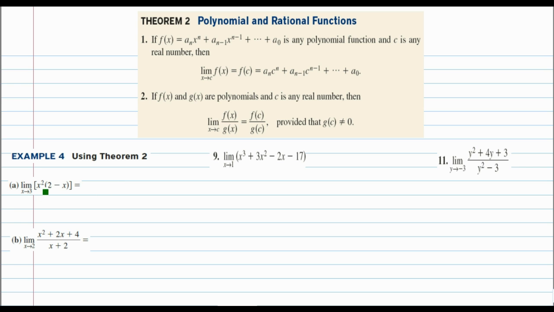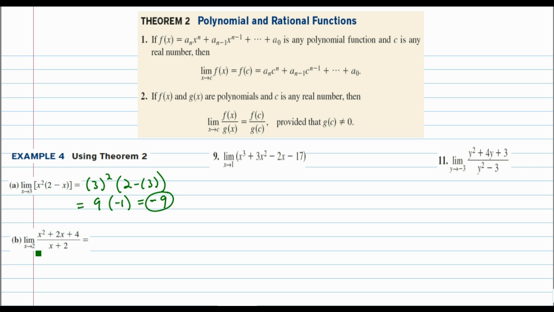The limit as x approaches 3 of x squared times 2 minus, well, you can read it. That means all I have to do is plug in 3 for every x. So now I don't need to write the limit anymore because I am taking the limit. I am plugging in 3 for x. And I get -9.